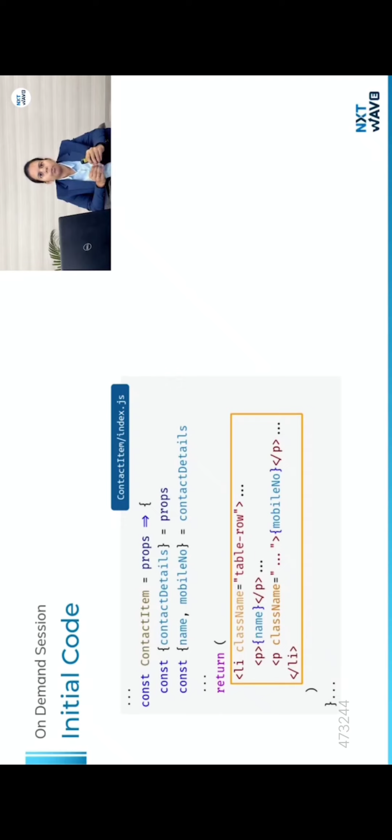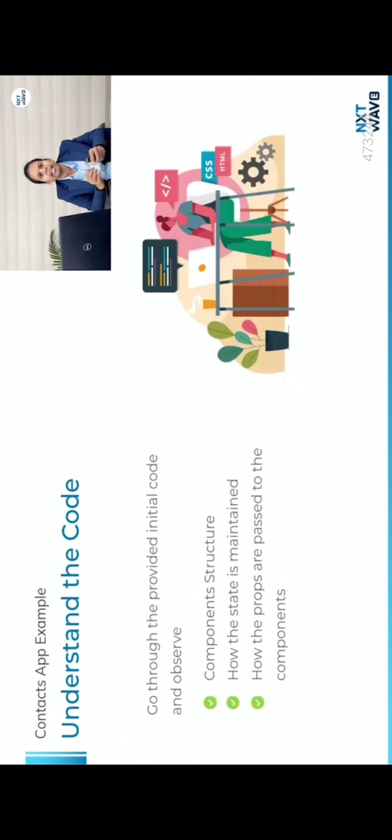Coming to the contact item, based on the details that are passed as props to the contact item, we are displaying the name, the mobile number, and whether the star should be filled or not filled. All this is handled within the contact item component. Okay, clear? So this is the initial code. Go through the initial code that is available for you, understand the component structure, how the state is maintained, and what are the props that are being passed. I'll just show you a brief regarding this.